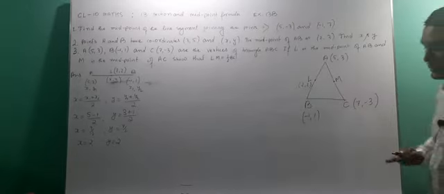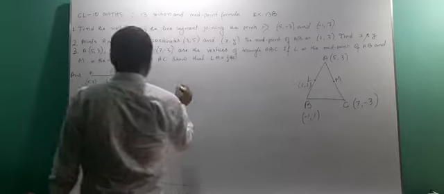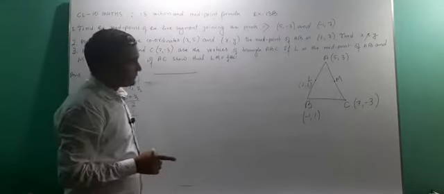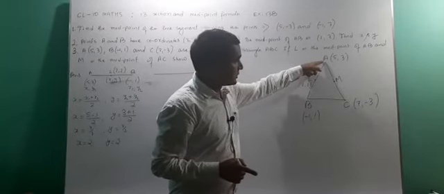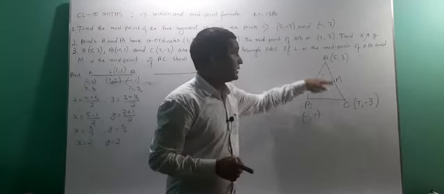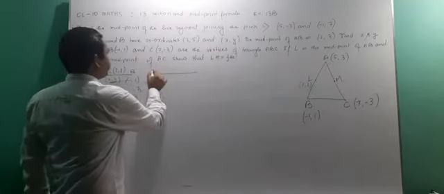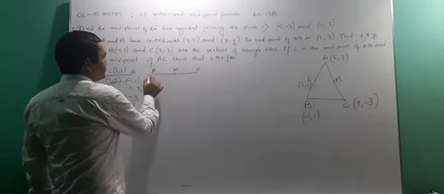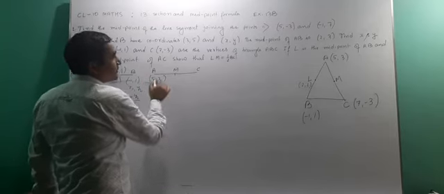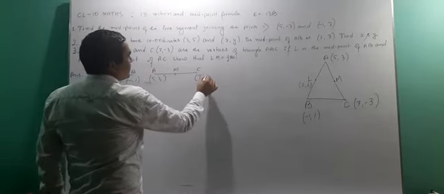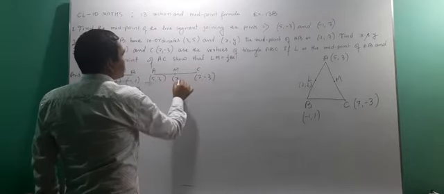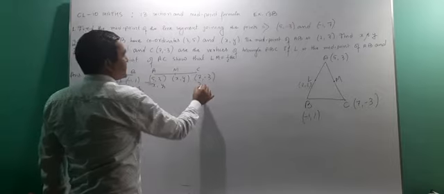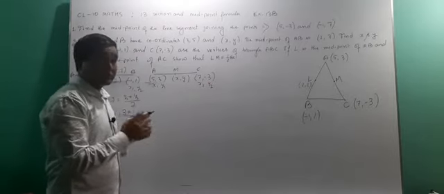Similarly, we will get the coordinate of M. Let's do it here. Coordinate of M is the middle point of the coordinates of A and C. A, C, and this is M. A is 5, 3 and C is 7, minus 3. This is x1, y1 and this is x2, y2.